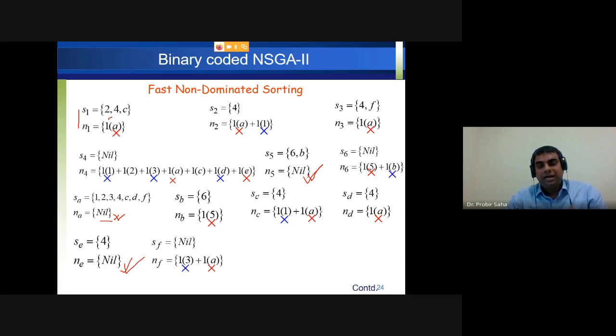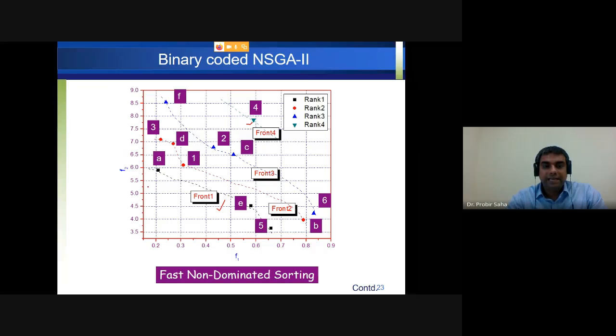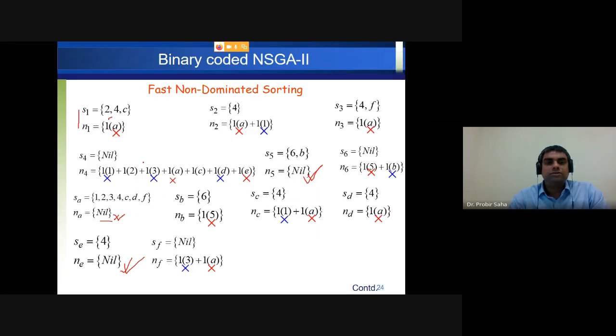So your program will trace which N value is 0. Now it traces that NE has 0, NA has 0, and N5 has 0. So these 3 solutions will come in the front one. So you can see here, A, E, 5, they are coming in the front one solution. So out of 12 solutions, they have been taken out. So the rest of the solutions I have to discard. I have to delete them.